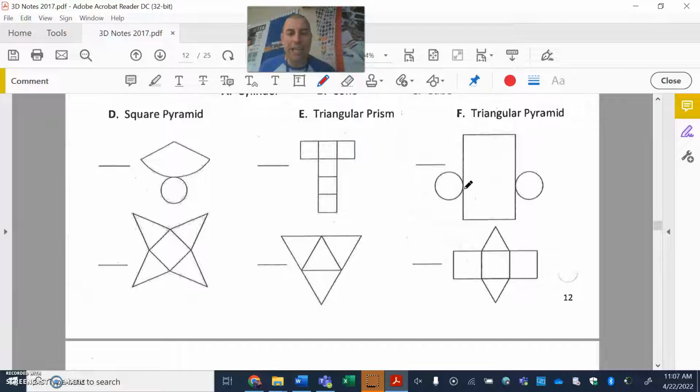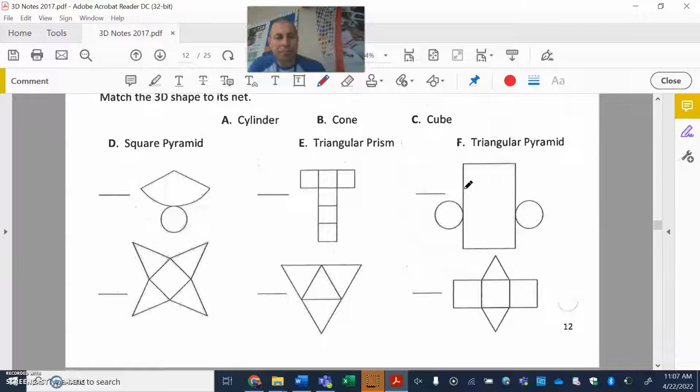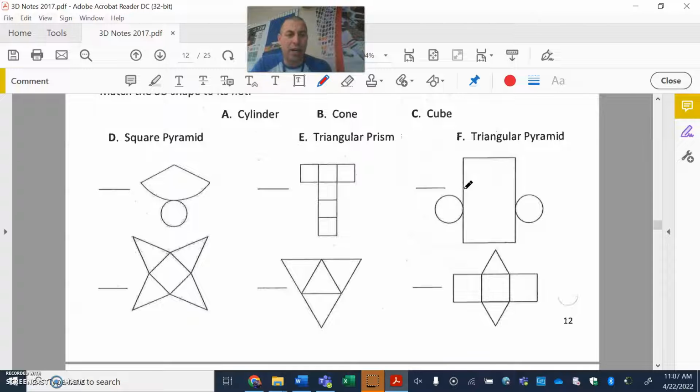All right. So some of the names that we're looking at here. For example, this guy over here is a cone, because it's got a circle on the bottom, a circle on the top, and a rectangle that wraps around it. The idea is if you take apart that three-dimensional shape, that's what you'd be dealing with. So take a look at this guy in the lower left-hand corner. That is letter D, which is a square pyramid, because we have that square on the bottom, and if you fold them up, they all meet at a point, and that's what pyramids do.